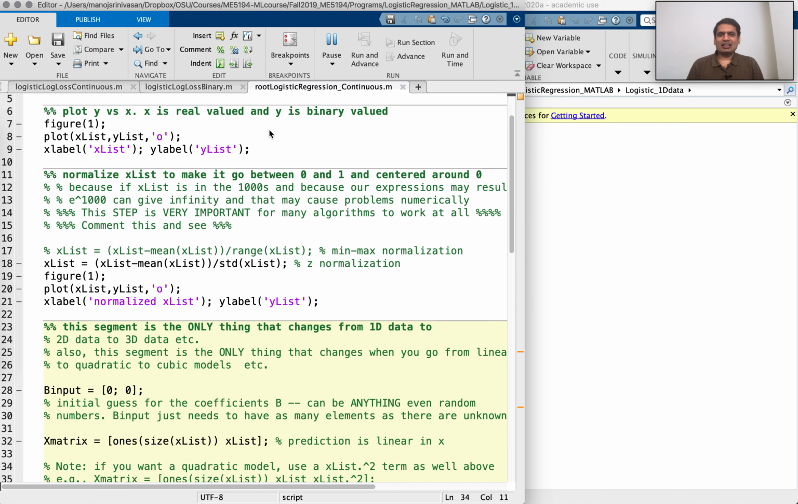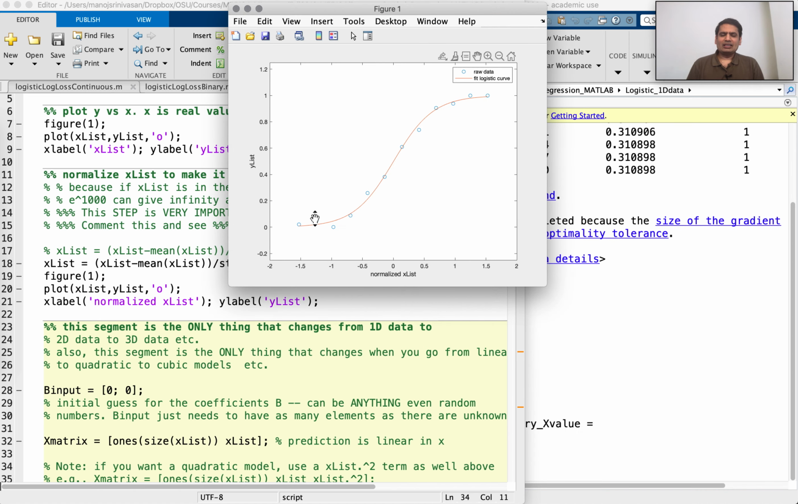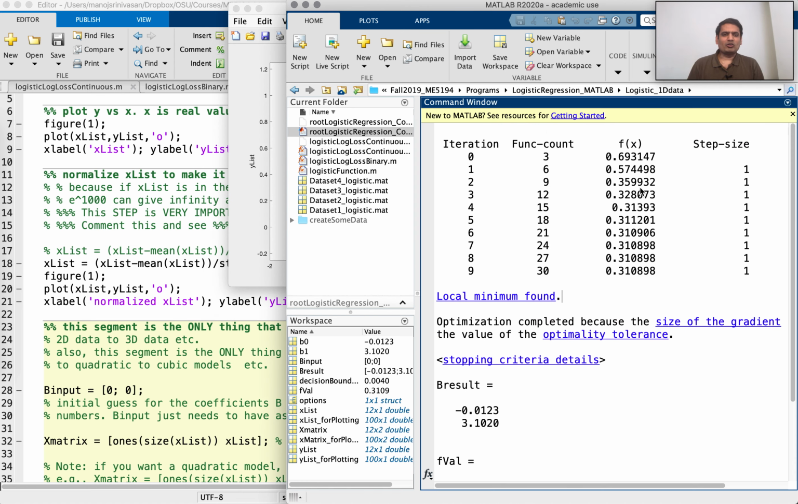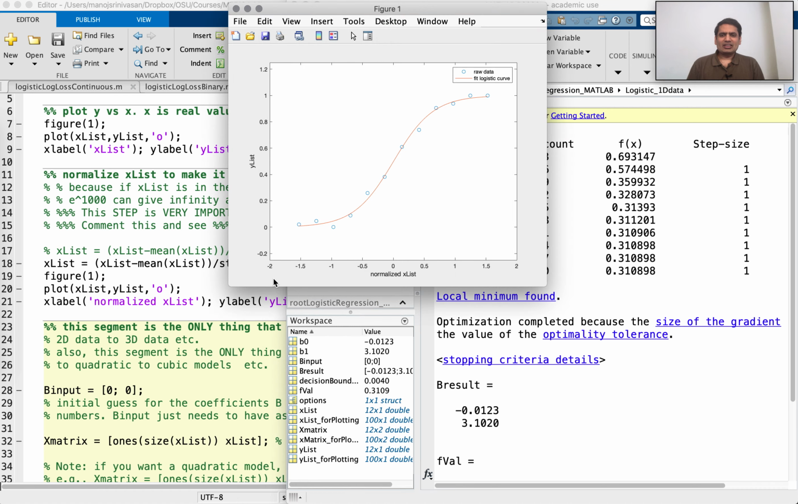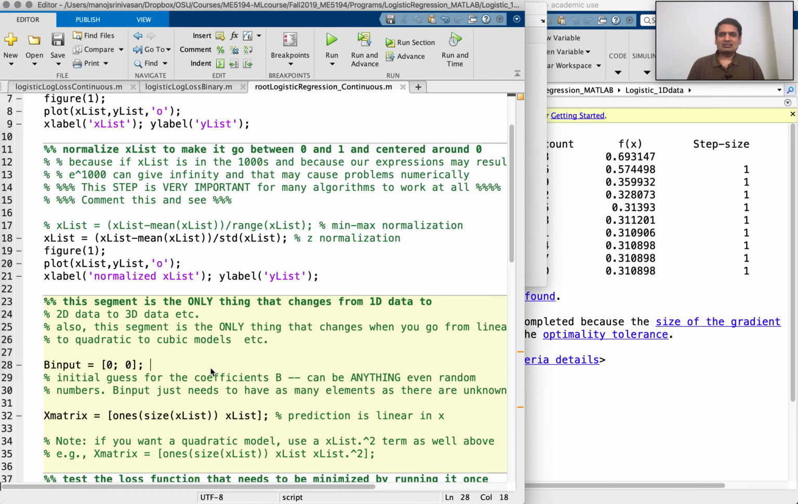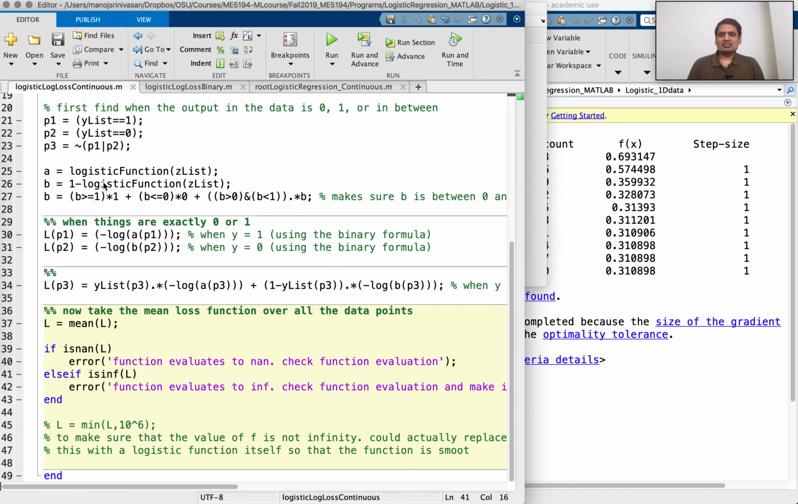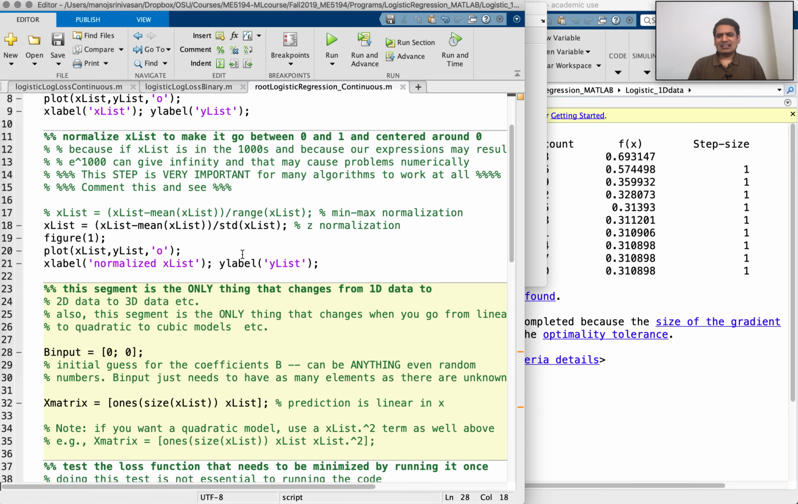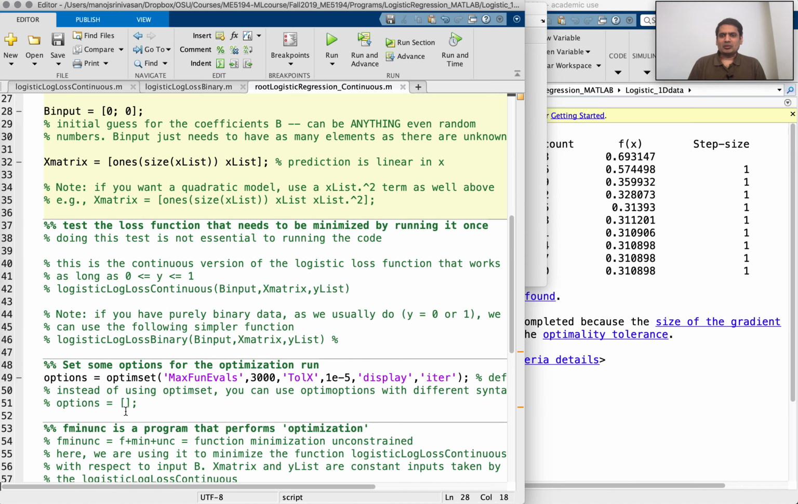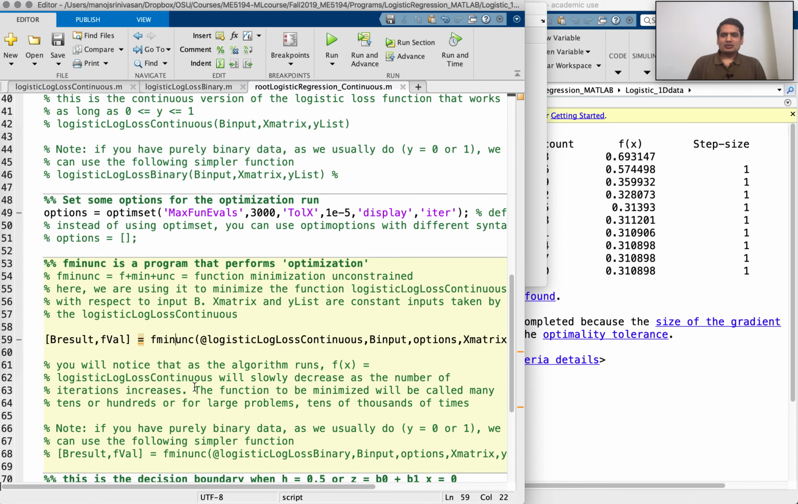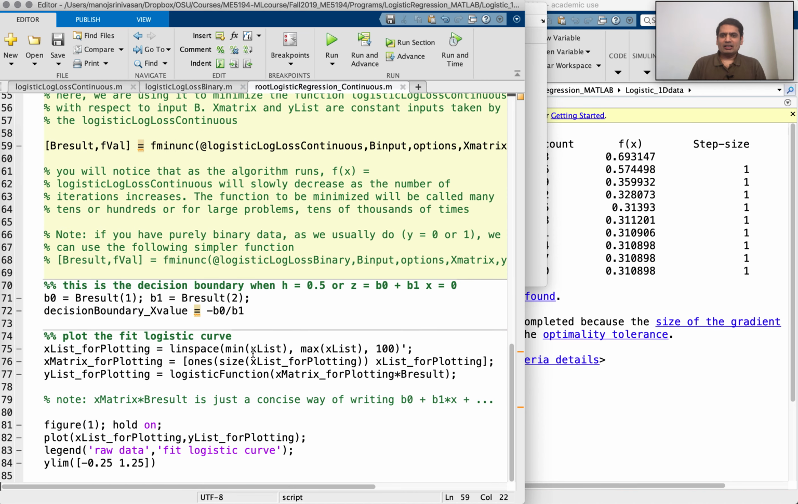Let me run this whole thing again. And notice that we get this really nice smooth fit. It had no problem, there were no infinities and so on. Okay, so that's it. We just minimized the logistic loss function to fit this data, except we used this more complex function that allows for the outputs to be between 0 and 1 in the data. And we used the exact same procedure where we used fminunc. And that's it.